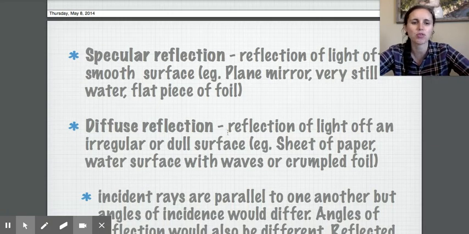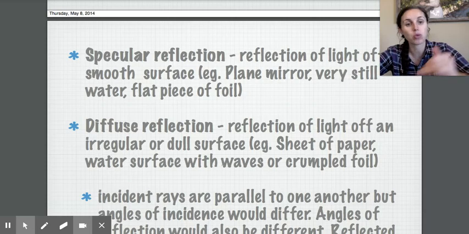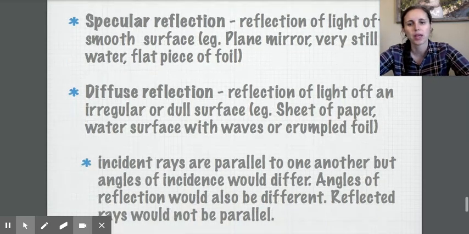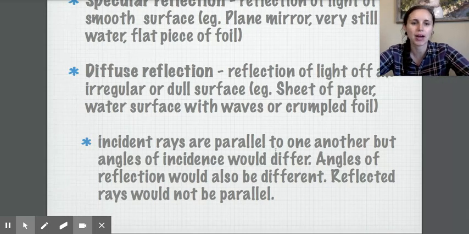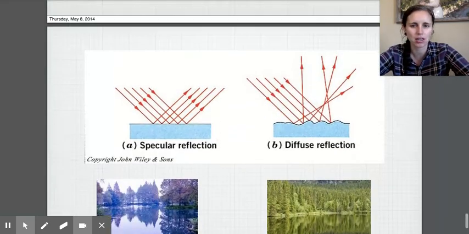Diffuse reflection is reflection of light off of an irregular or a dull surface. So maybe a sheet of paper, water with waves, or a crumpled piece of foil. What happens in diffuse reflection is you don't necessarily get a clear image. Incident rays are parallel to one another, but angles of incidence are going to differ. Angles of reflection would be different. Reflected rays would not be parallel. So this is just explaining why diffuse reflection might look weird. It's actually a little bit better in the next diagram. So we're going to take a look at this.